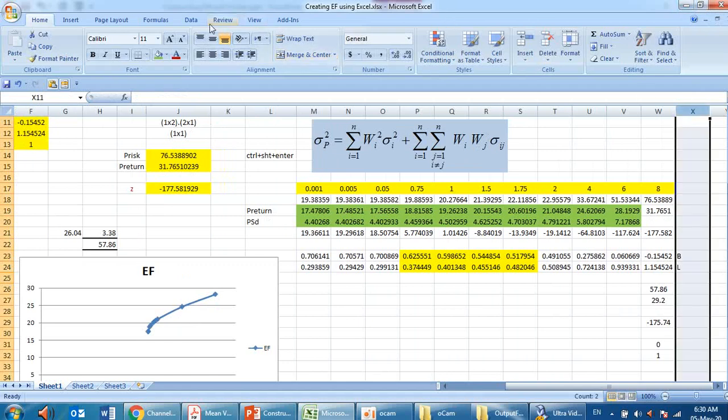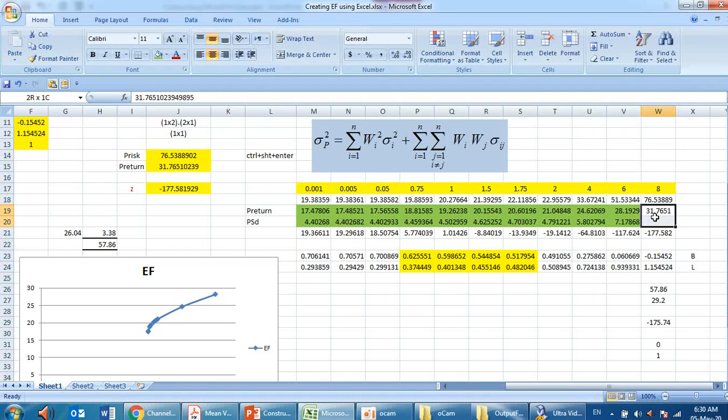If I'm not mistaken, it gave us a solution also. This was a solution, this was the risk, and this is the return. And over here is the risk and the return. Now see, the return is 31% and 29%. The variance is 76 and 57. There is a difference.